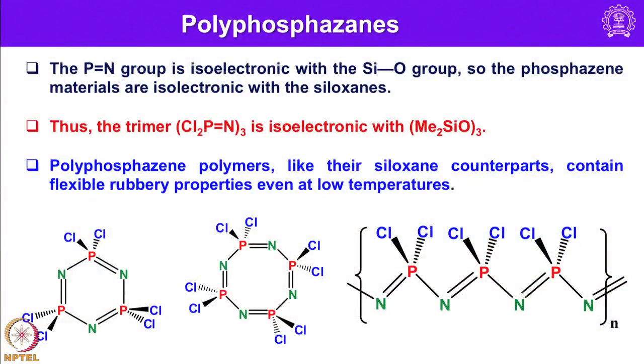So, I have shown here the structures of the trimer, tetramer as well as the polymer. If you look into these structures, P=N groups are isoelectronic with SiO groups. So, phosphazene materials are also isoelectronic with siloxanes. The trimer is isoelectronic with (Me2SiO)3. Polyphosphazene polymers, like their siloxane counterparts, retain flexible rubbery properties even at low temperature. This is where the importance of these inorganic polymers comes into picture in various applications.